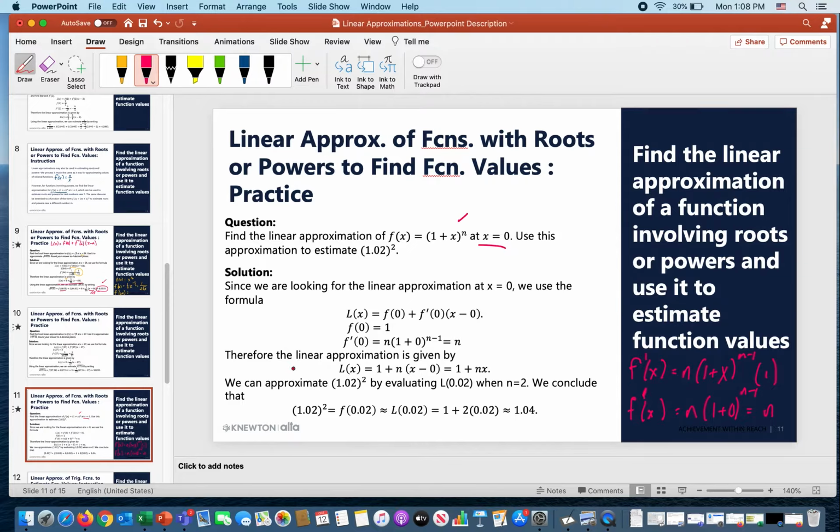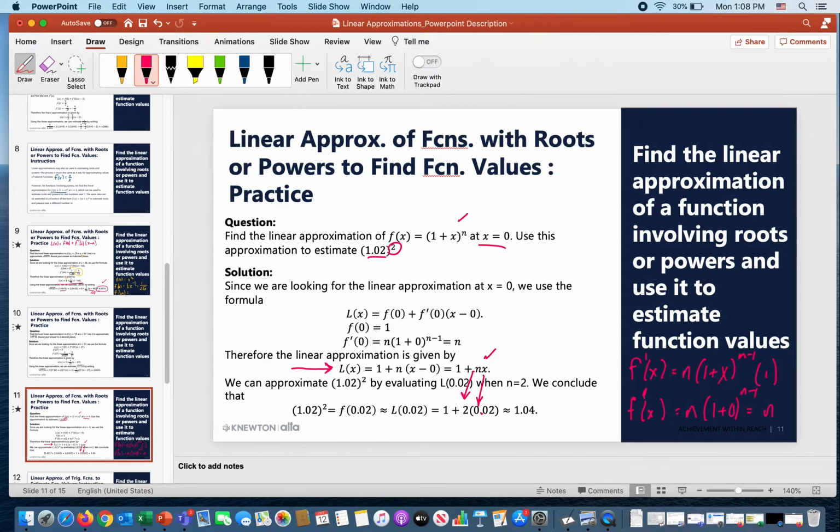So if you're looking at the linear approximation formula, our linearization, we have 1 plus n times x minus 0. And we can simplify that to 1 plus nx. Okay. Well, this allows me to identify what n and x are. And in this problem, we wanted the linear approximation for 1.02. So that's going to be my x value. And n is going to equal 2. So when I plug this information in, I've got 1 plus 2. And then here it's 0.02.